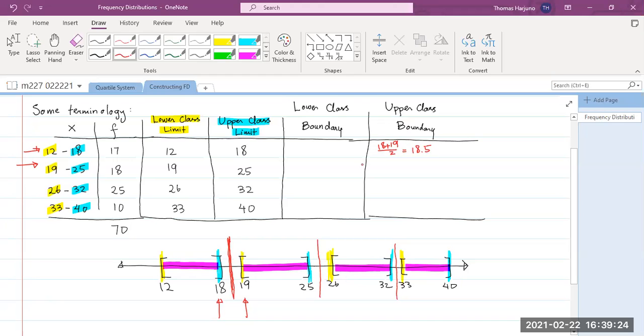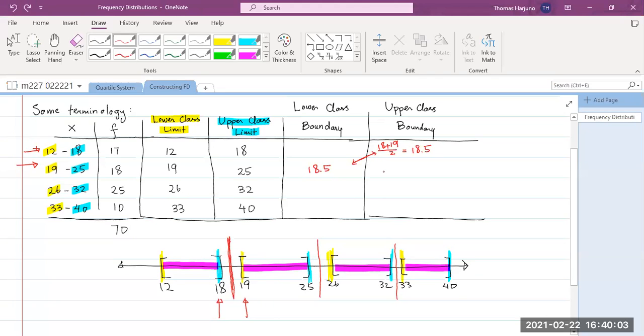Okay, now that upper class boundary for the class of 12 to 18 is also the lower class boundary for the next class. So you see between this 19 and 18 here, the midpoint between them will be the boundaries. Now you do likewise for the other classes.